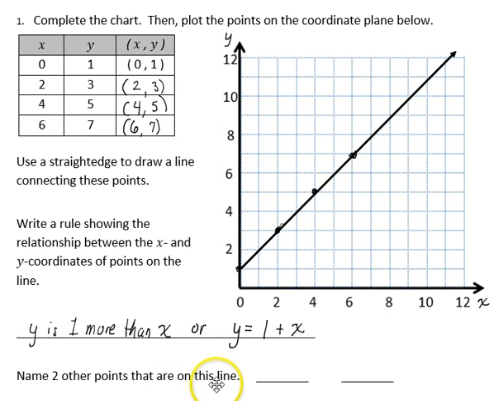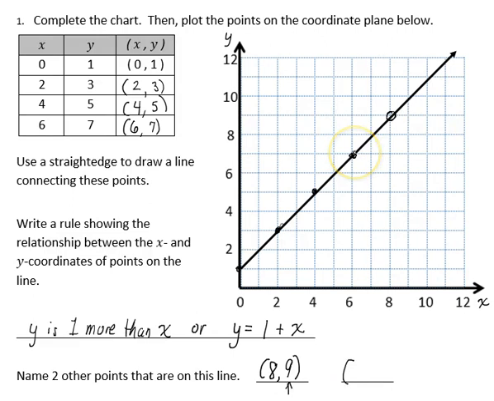To name 2 other points on this line, I can go about it a couple different ways. First, I could follow that line until I see where it crosses exactly at another intersection, like right here. The coordinates for that point would be 8. I move over from the origin 8 and up 9. So I can say (8, 9). And again, that follows the rule that the y-coordinate is 1 more than the x-coordinate.